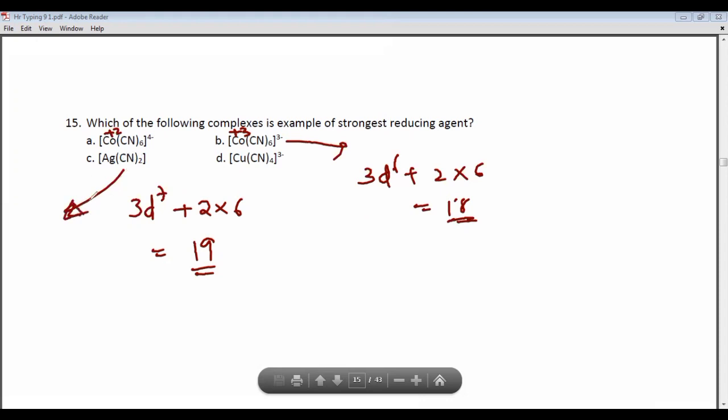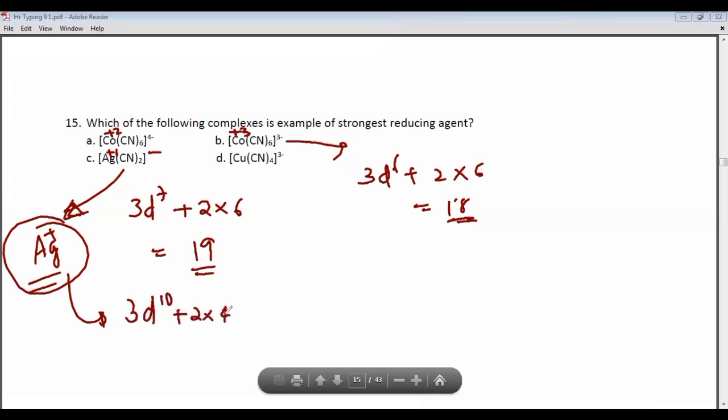Silver. Silver is actually Ag(CN)2 minus, which will be the case. Ag+. What about the configuration of Ag+? For the valence electrons of Ag, Ag+ has 4d10, plus 2 into 2, 2 into 2, so 14 electrons are there. Cu is +1 here. So this also is d10, plus 2 into 4. So this is 18.